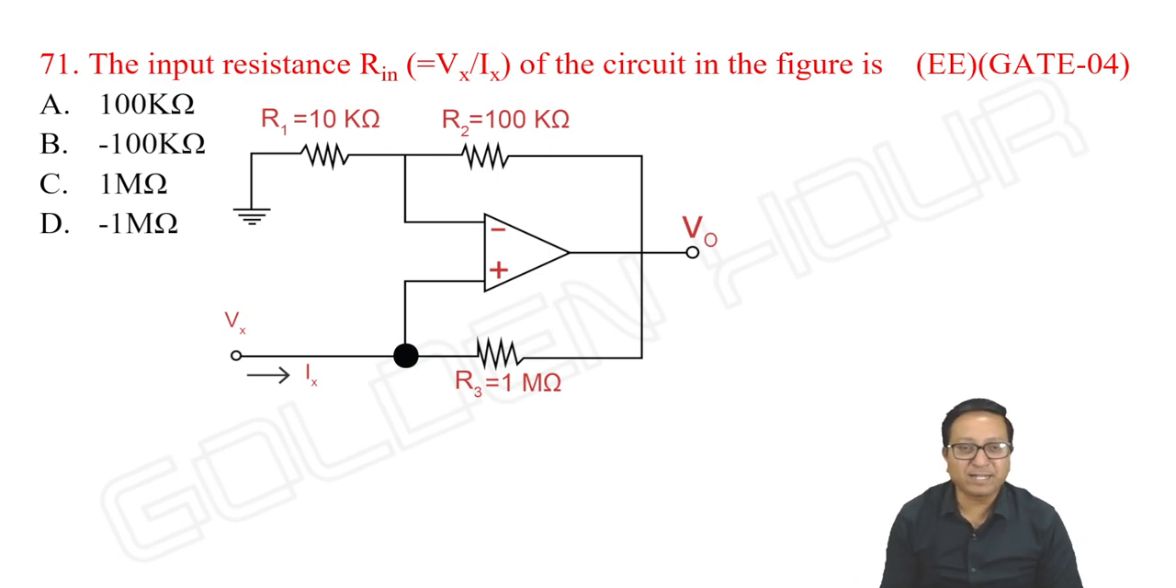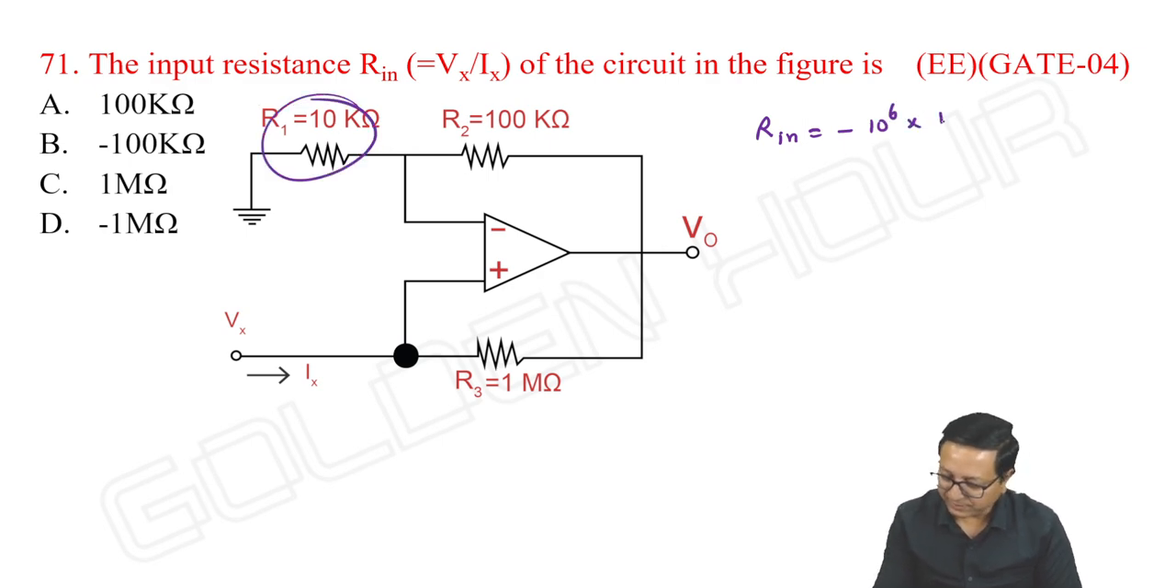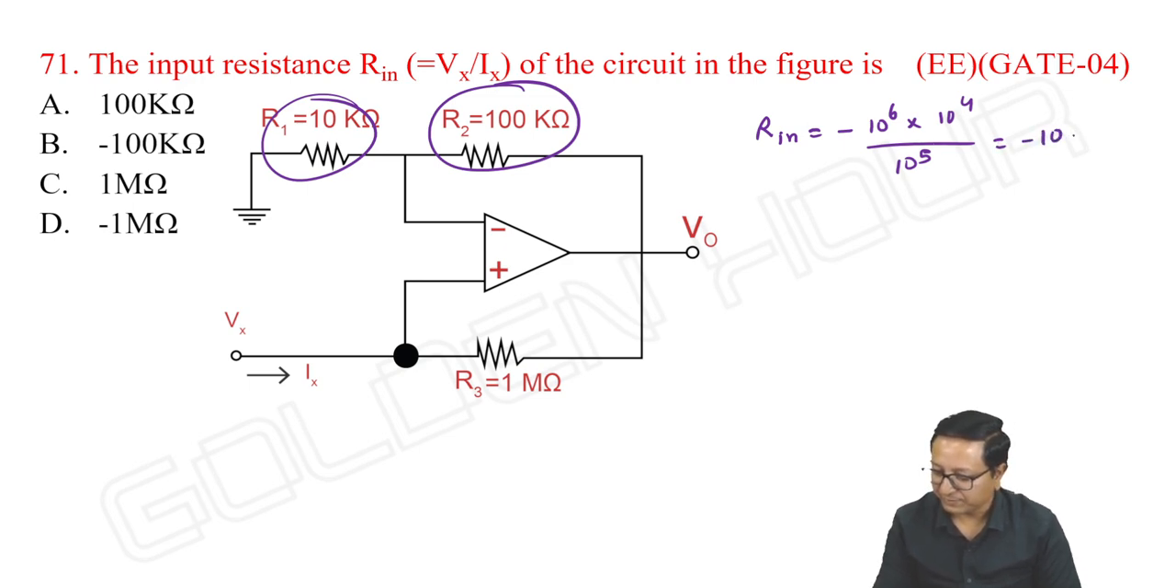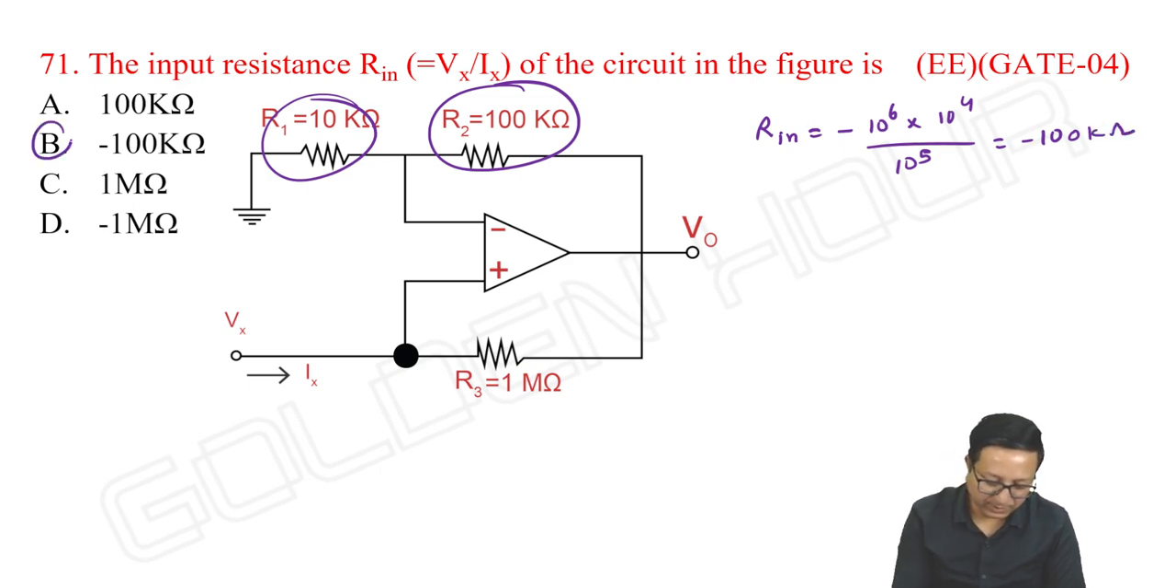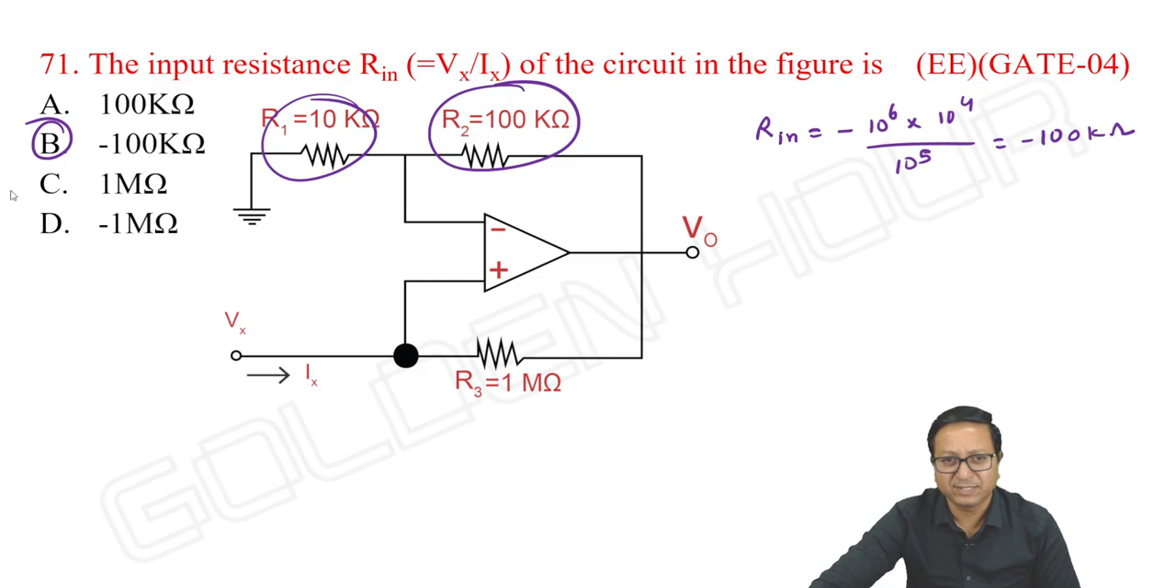Next. Same problem, data is given. The input resistance Rin is equal to Vx by Ix of the circuit shown in figure is. Okay. How do we find it? Again, directly I am writing what I can write, this resistor. So R input is equal to, this is like your Z, means minus 1 mega into this resistor, that is 10k, means 10 power 4, by this resistor, it is 100k, means 10 power 5. So minus 100k you can see. Option B is correct. Directly I am writing the value.